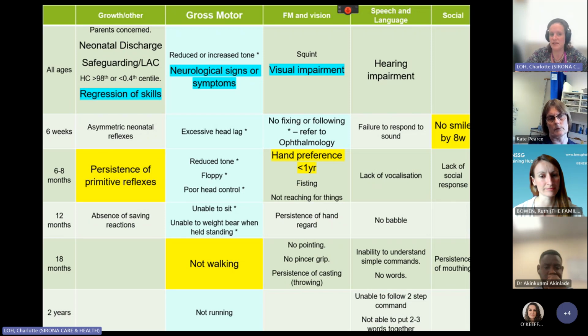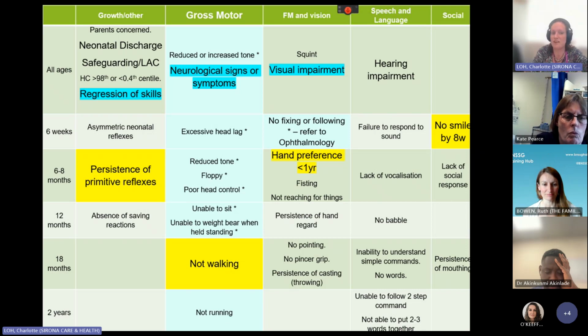The persistence of primitive reflexes also feeds into the gross motor problems. So then looking at the visual impairment, no smile by 8 weeks, no fixing or following, having any sign of visual impairment, they need to be seen urgently. The hand preference on the fine motor and vision, I've put it under fine motor. Actually, hand preference is really part of gross motor, and that's the reason that you've got that as one of the red flags, is thinking about hemiplegia.